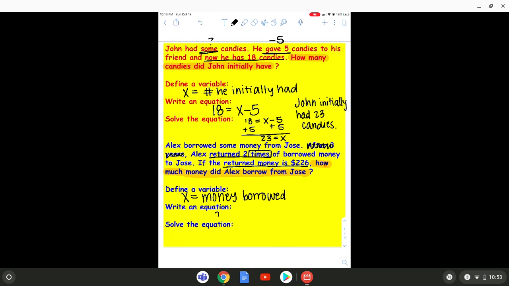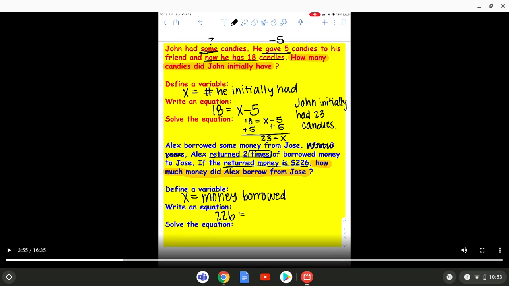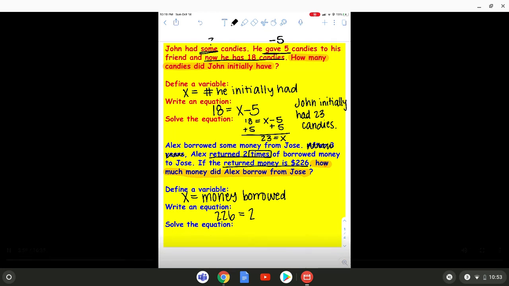So when I write my equation, like I said, I know I end with 226. So that's what I'm setting my equation equal to. And I know that the money he gave back, that $226, is equal to 2 times that initial amount. So my equation is going to be 2x. And then I'm going to come down here and solve it. And I'm going to see that Alex originally borrowed $113.